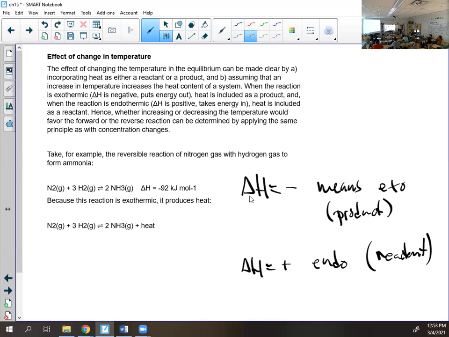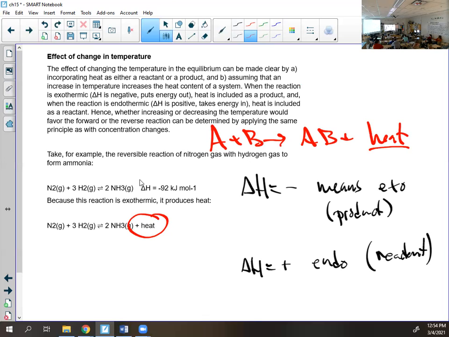When you're given chemical equations, once again, you're in AP, so it's not as easy. In regular chemistry, it's like A plus B goes to AB plus heat. On an AP test, you'll never get the words plus heat like this. That just doesn't happen. You will get a delta H value, or they'll tell you it's either exo or endo. And you need to remember, and you guys have been pretty good, we learned it in chapter 5, a negative delta H means it's an exothermic process.